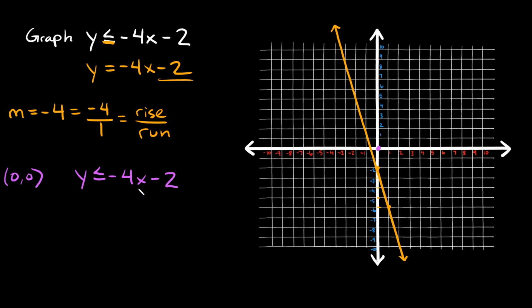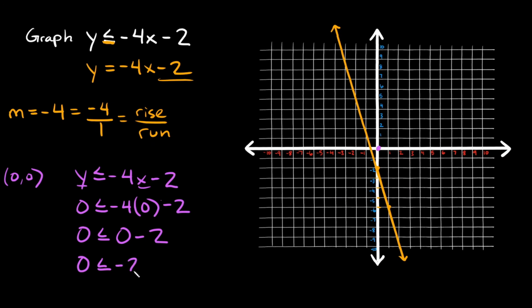Okay, so let's plug in a 0 for x right here and a 0 for y. So this is going to be 0 is less than or equal to negative 4 times 0 minus 2. Okay, so simplifying this, we're going to have 0 is less than or equal to negative 4 times 0, which is 0, minus 2. Then here we have 0 is less than or equal to negative 2. Okay, is this a true statement? Is 0 less than or equal to negative 2? No, right? This is a false statement. 0 is greater than negative 2.